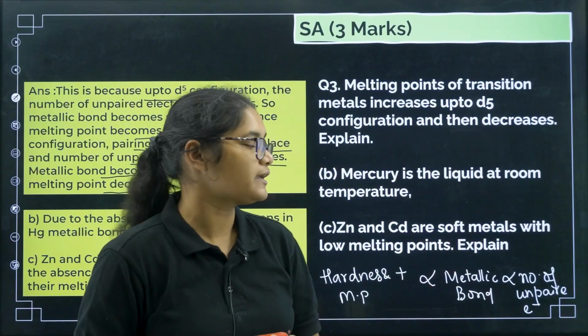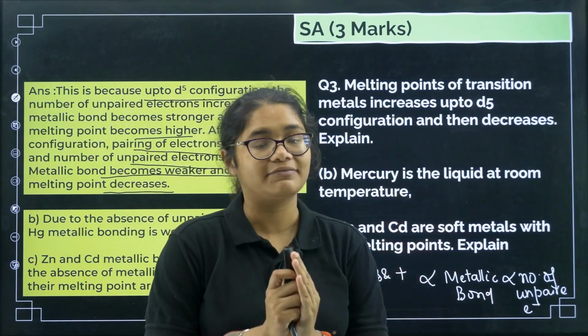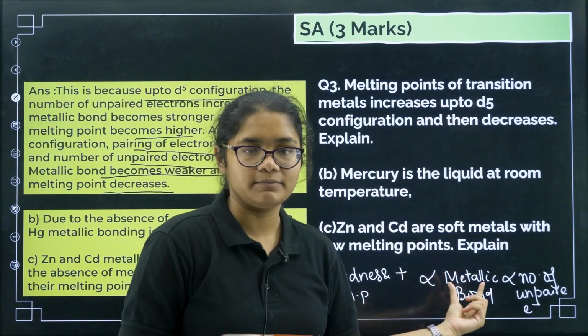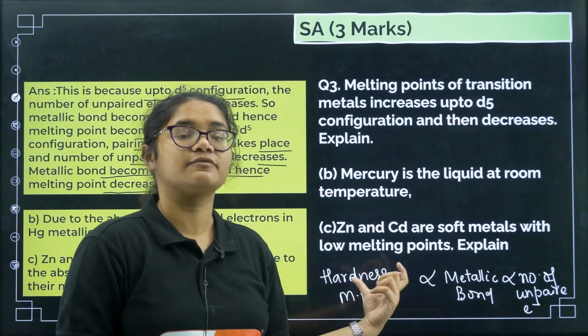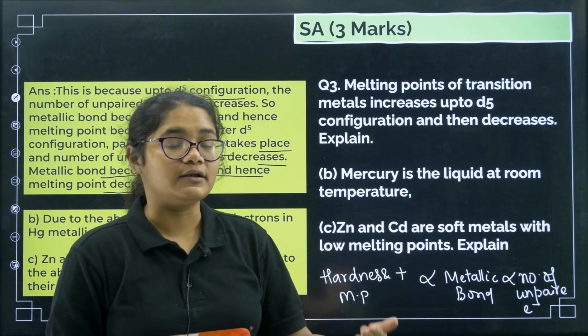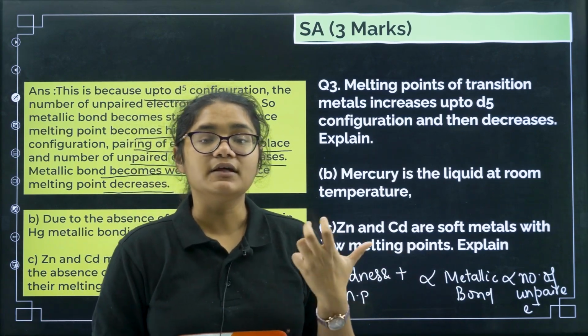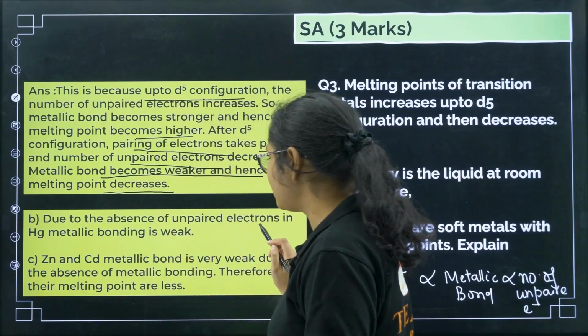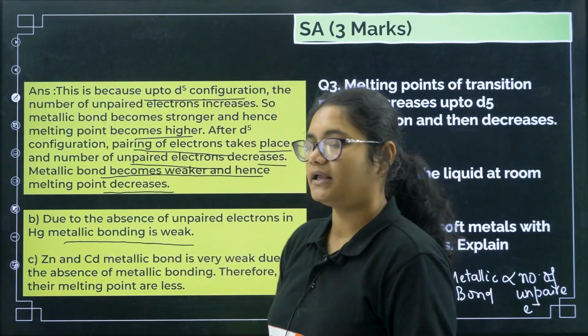So if you see zinc, cadmium, mercury do not have any unpaired electron. If it is not having unpaired electron, metallic bond will be weak. If it is weak, then it is very difficult for this one to be available in the solid state, right? So that is why it is in the liquid state. So due to the absence of unpaired electron, the metallic bonding is weak.